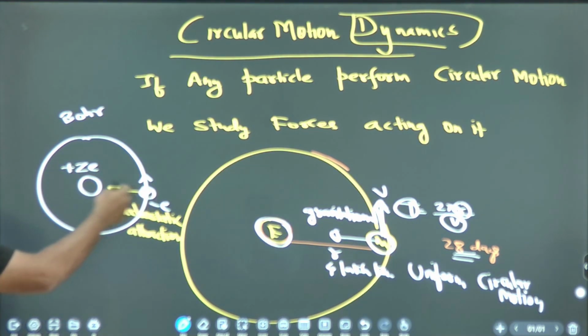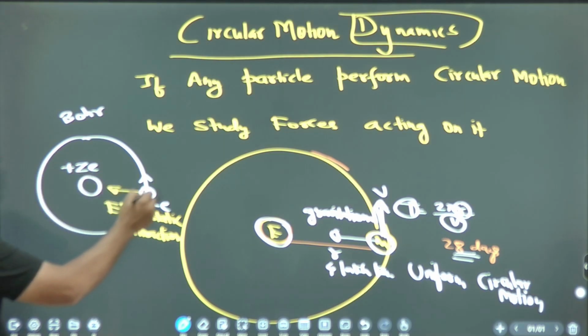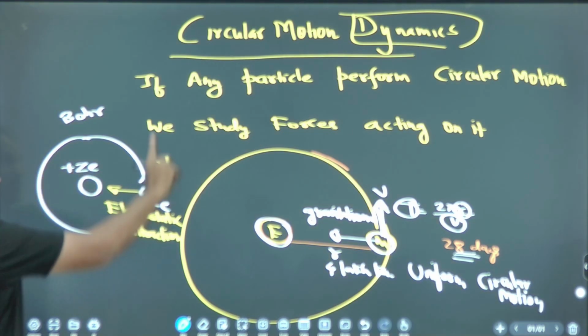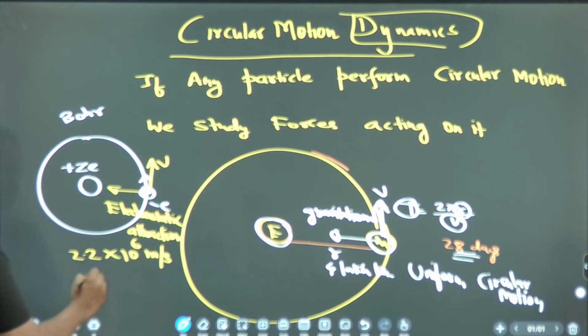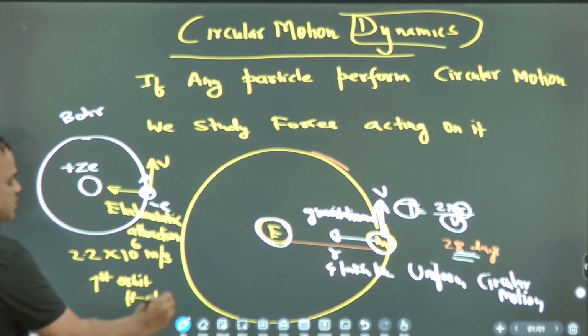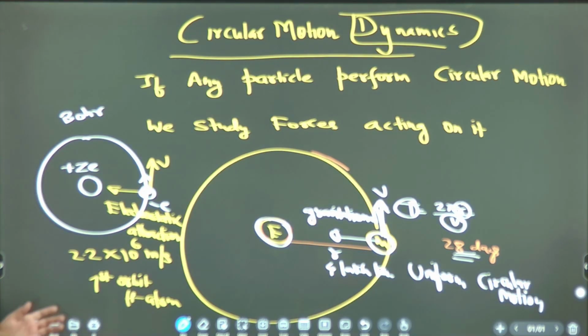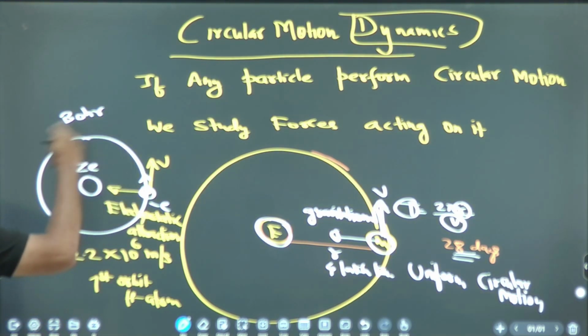But again, the electron is not falling towards the nucleus. Why? Because it has velocity also. Correct or not? It is very high speed. What is the electron speed? 2.2 into 10 raised to 6 meter per second. This is the first orbit of the hydrogen atom. What is the speed of the electron? 2.2 into 10 raised to 6 meter per second. Okay, clear? Very fast, very high speed.